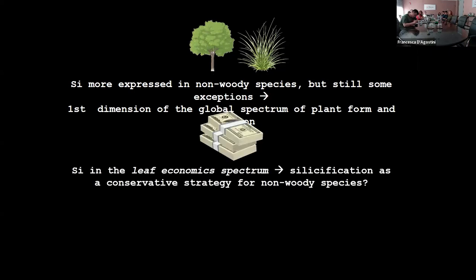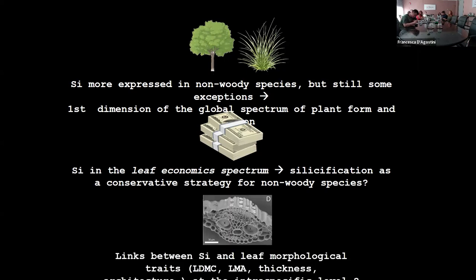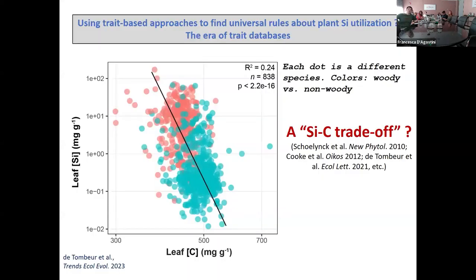In terms of cost and the leaf economic spectrum, whether silicon is more about resource acquisition or resource conservation, it looks like silicification, at least for non-woody species, could be seen as a conservative trait. And finally, it looks like silicon could be related to some specific morphological traits. So very quickly, I also wanted to show that.